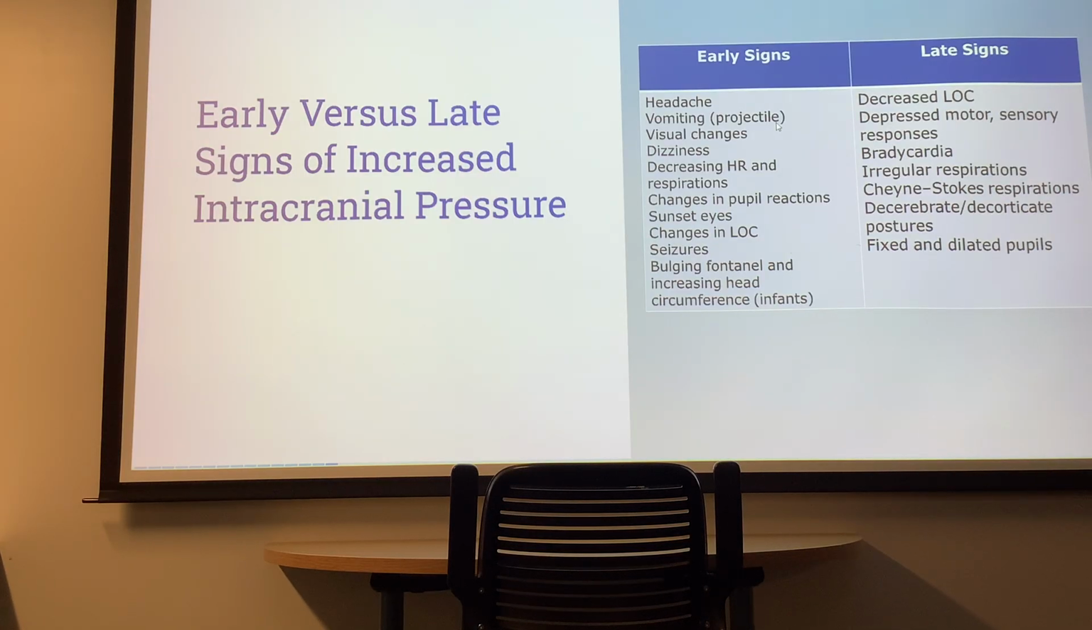And then what are your late signs? Cushing's triad. This is where you're going to see posturing, decorticate or decerebrate posturing, and fixed and dilated pupils, so their pupils have just blown. Shining the light in there is not going to produce any sort of reflex. You're not going to see that. You're going to have irregular respirations.